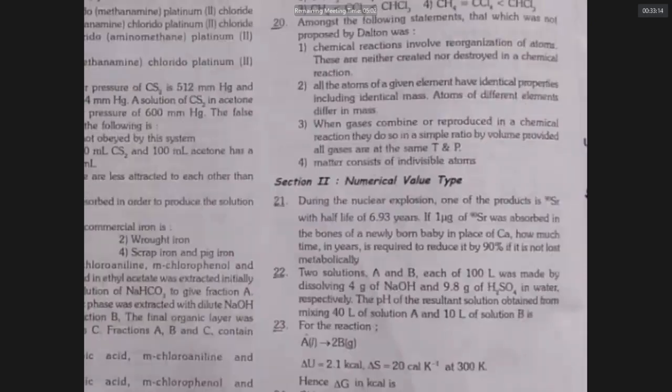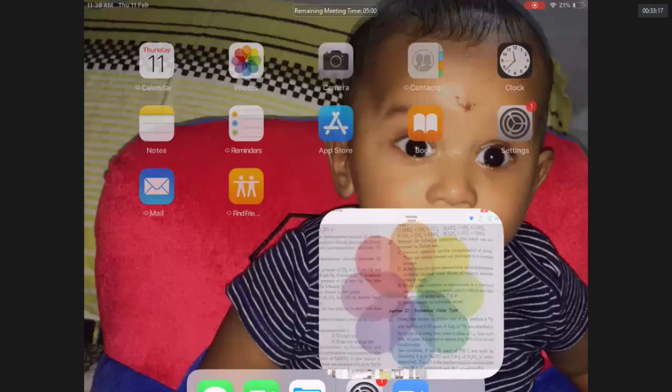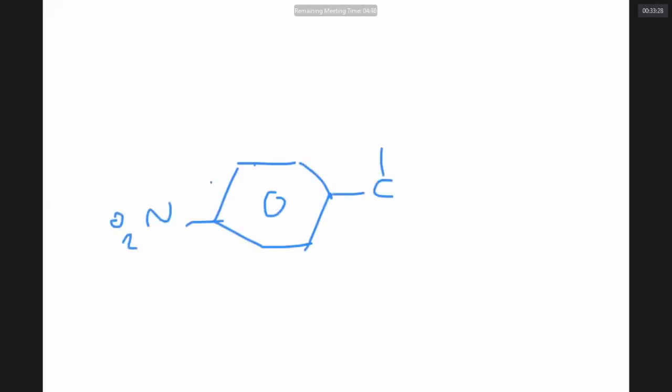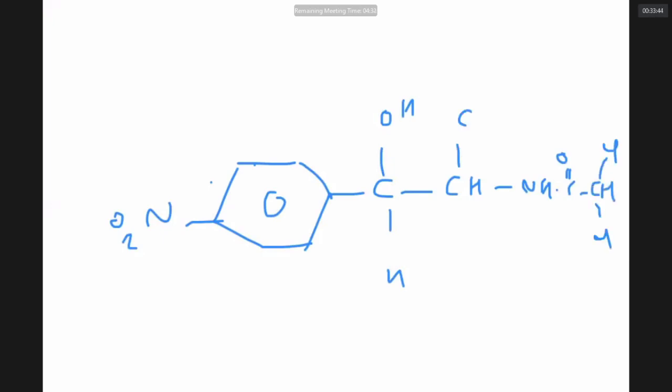You want to see how chloramphenicol looks like? It looks like this. A compound that has an OH group is called an alcohol. NH, CO, CHCl2, CH2OH. This is called chloramphenicol. It is a very wonderful drug that works against so many problems.